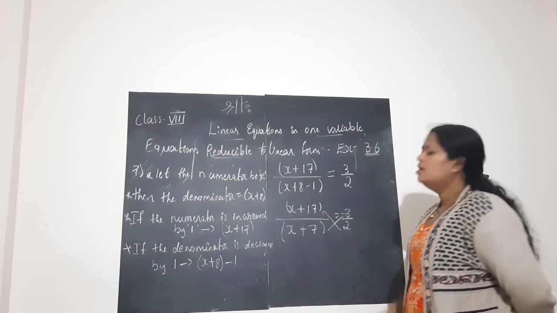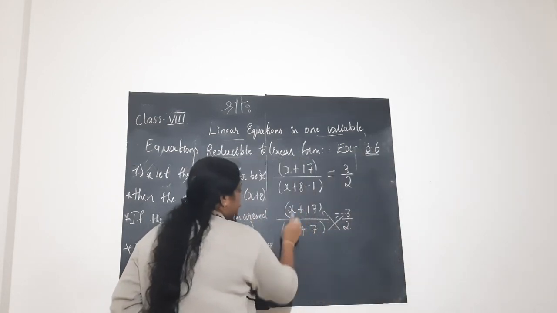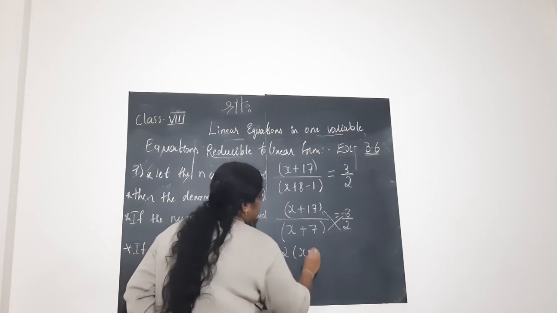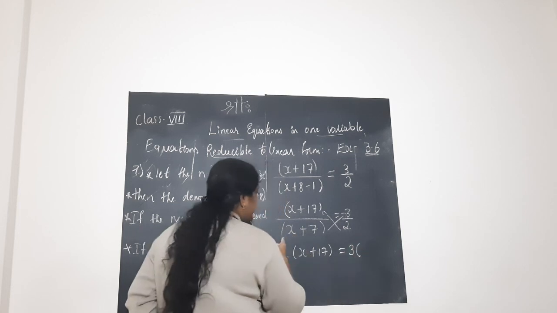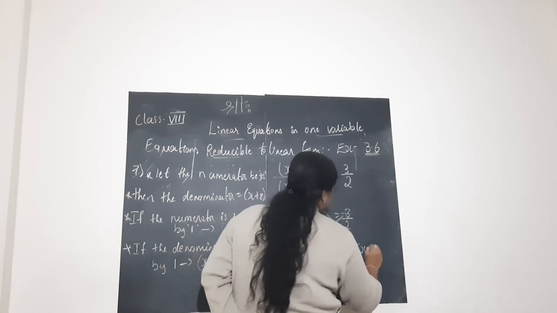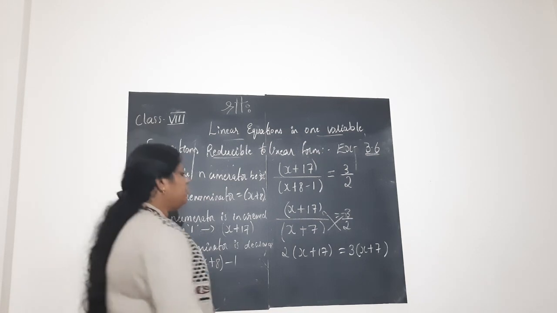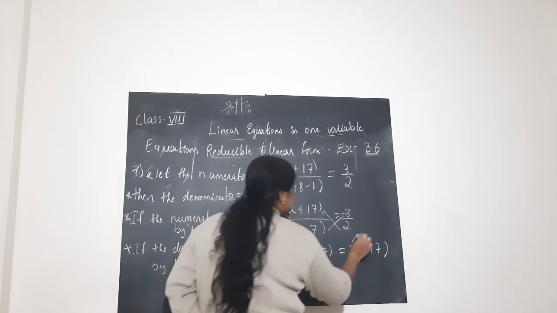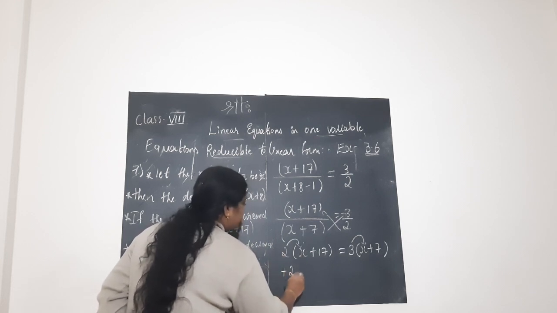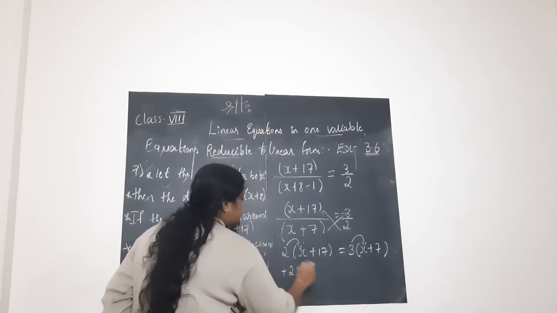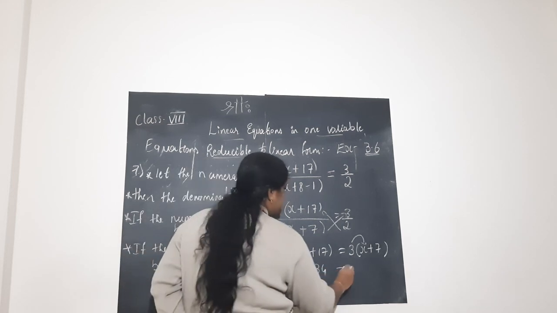Next, as usual, cross multiply. So on cross multiplying, what do you get, children? 2 into this numerator x plus 17 is equal to RHS denominator into LHS numerator, which is x plus 7. Usual solving of linear equation we are doing. Multiply 2 inside, 3 inside. Plus into plus plus, 2 into x, 2x. Plus into plus plus, 2 into 17, 34. 17 2s are 34. LHS done.